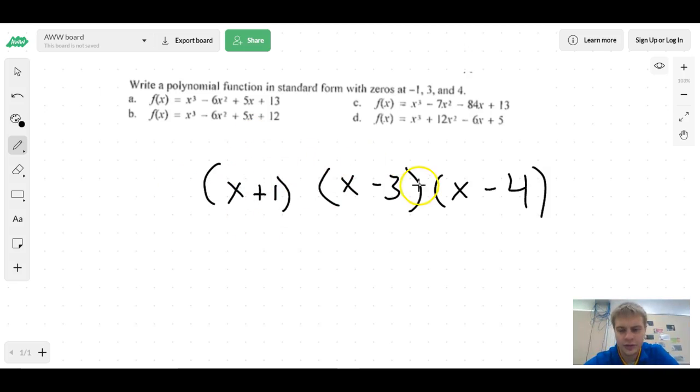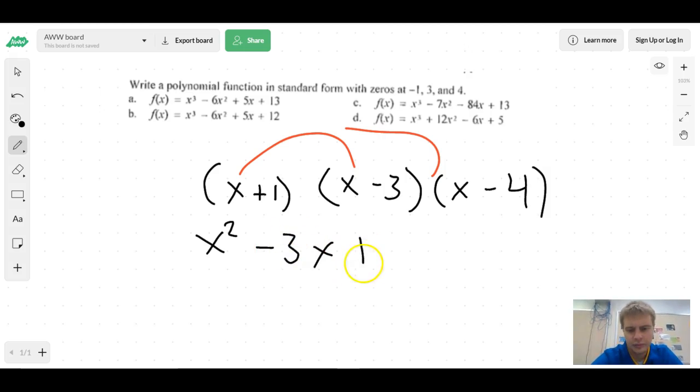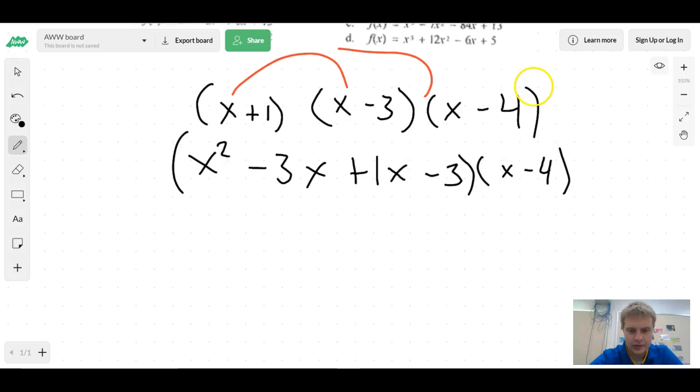Then what we want to do is multiply this out so that we can get it in standard form. So now we're just going to distribute. This will go to here and here, which will give me x squared minus 3x plus 1x minus 3. That would give you x squared minus 2x minus 3.